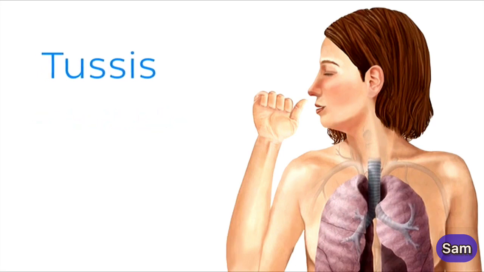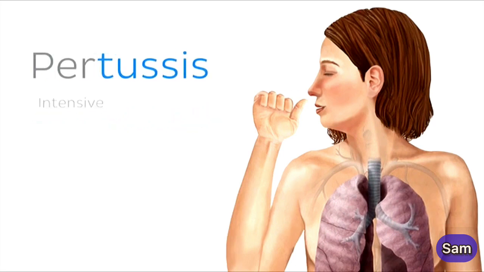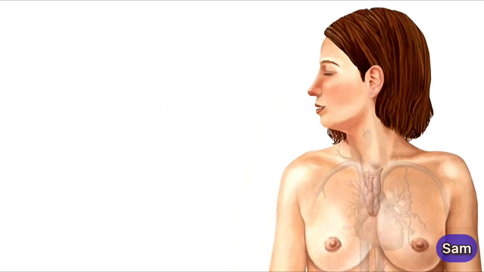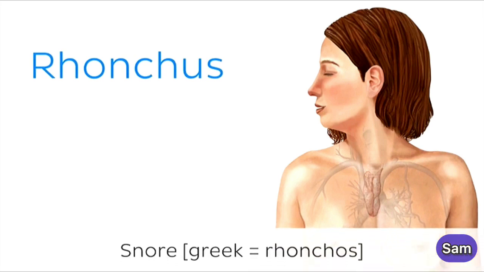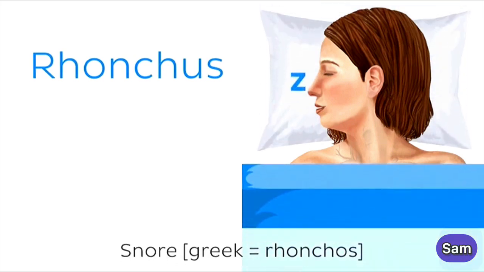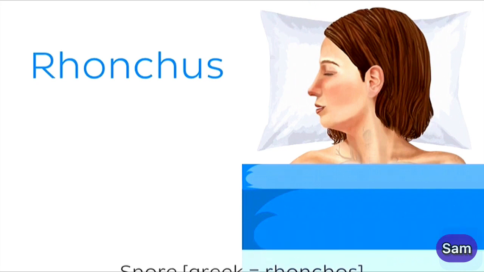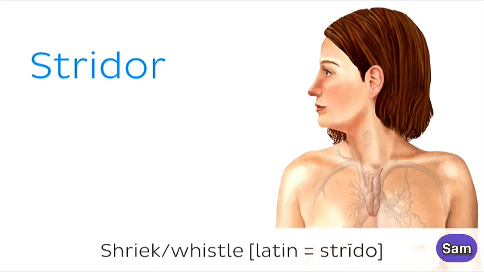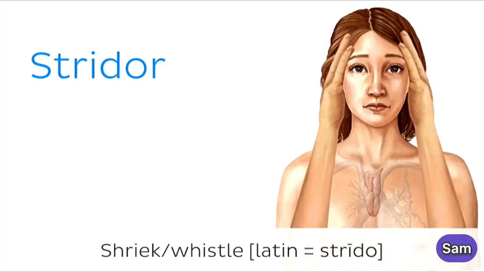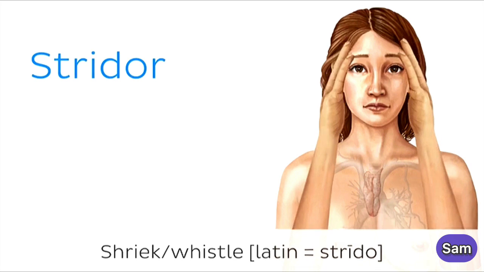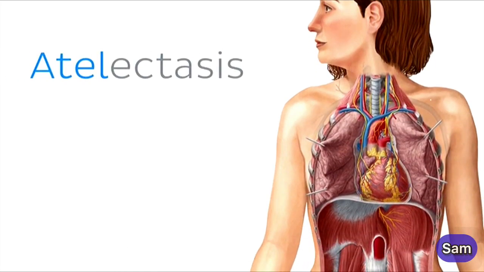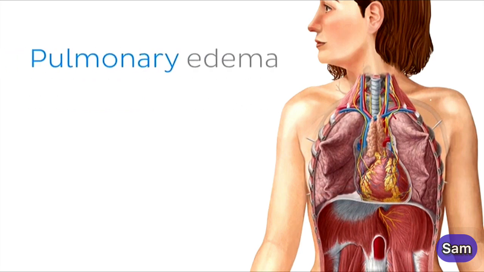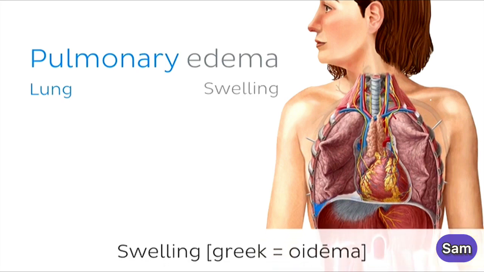You'll see it pop up in words like pertussis, the term for an infectious disease commonly known as whooping cough. Rhonchus is the abnormal low-pitched rattling sound heard in the lungs due to obstruction of the airways, for example, due to excess secretions. Stridor, on the other hand, is the harsh, high-pitched sound of inhalation or exhalation due to obstructed airways. Atelectasis is the term for partially or fully collapsed lung. Pulmonary edema refers to accumulation of fluid in the lungs.